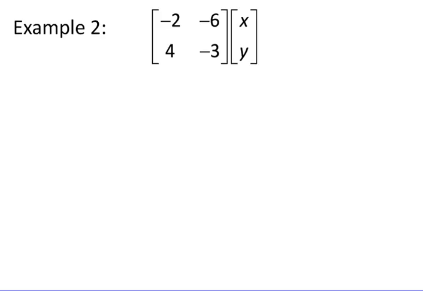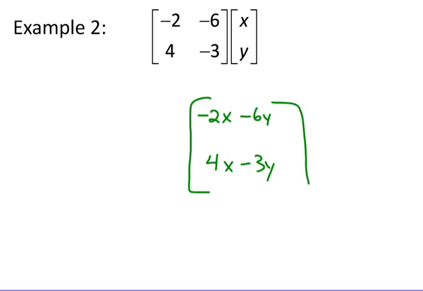All right, let's go ahead and do the same type of problem. You can multiply them together. So we take negative 2x minus 6y, 4x minus 3y. Same type of problem as example 1. I just multiplied the first row times the first column, second row times the second column, and that is our resulting matrix of 2 by 1.